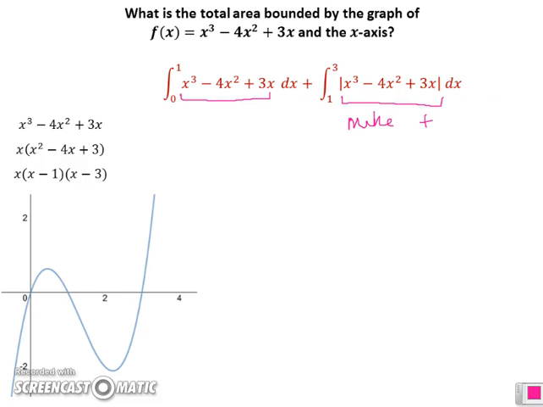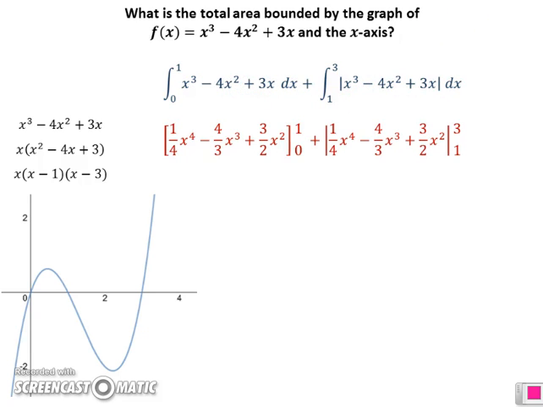Okay, so let's integrate. This is power rule stuff. So this will be x to the fourth over 4, x cubed over 3 but times 4, and this will be x squared over 2 times 3. So these are both going to look identical after we integrate. Looks just like this. X to the fourth power over 4, x cubed over 3, x squared over 2, with the coefficients there still. Okay, now this one's going from 0 to 1. This one's going from 1 to 3.